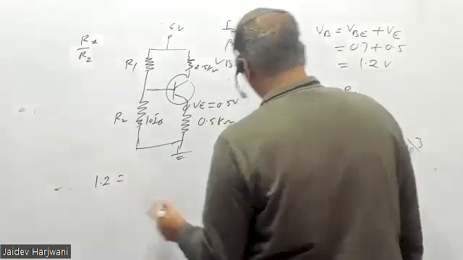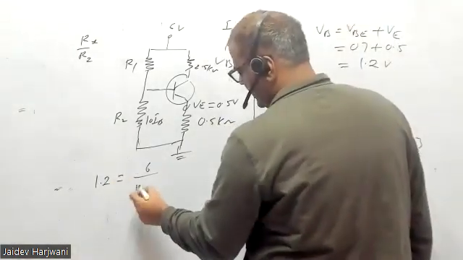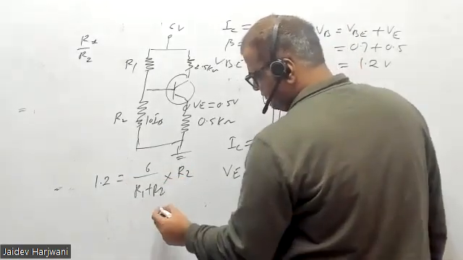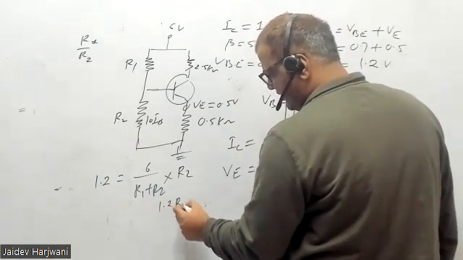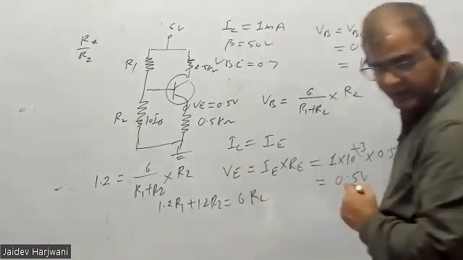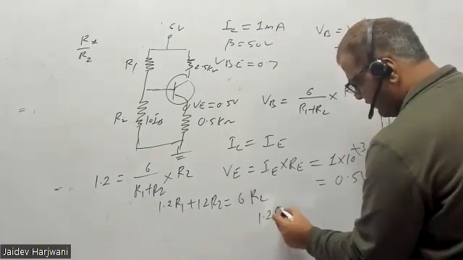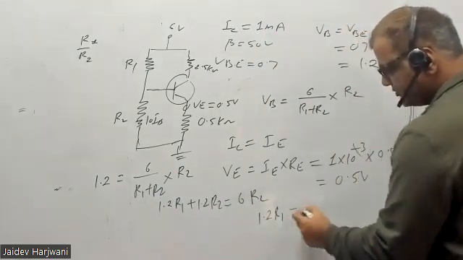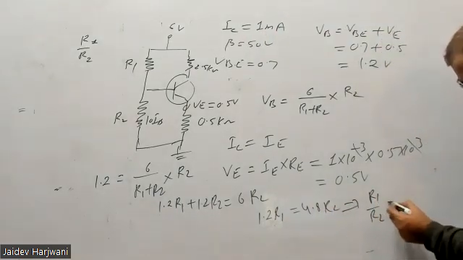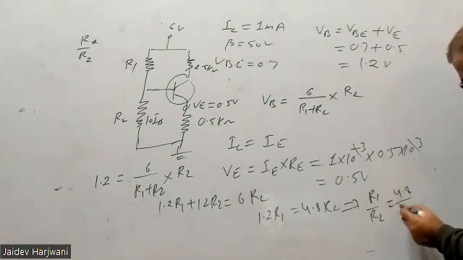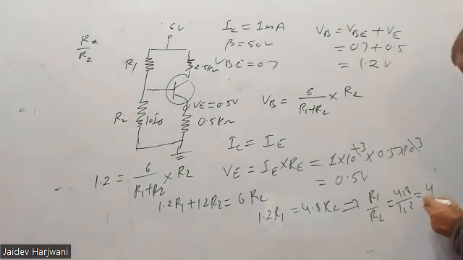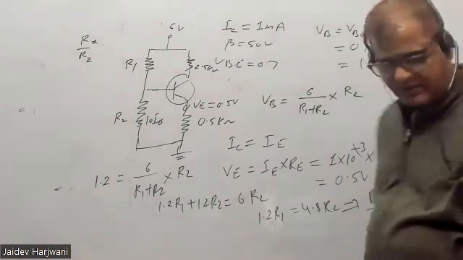So 1.2 volt equals 6 upon R1 plus R2 into R2. You can solve this one. So 1.2 R1 plus 1.2 R2 equals 6 R2. If we solve this, 1.2 R1 equals 4.8 R2. This implies R1 upon R2 is 4.8 divided by 1.2. How much does this come out? Tell me. 4 upon 1, 4 will be the answer. This question I have done in class before.